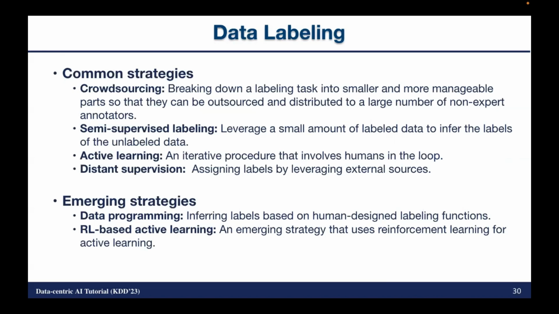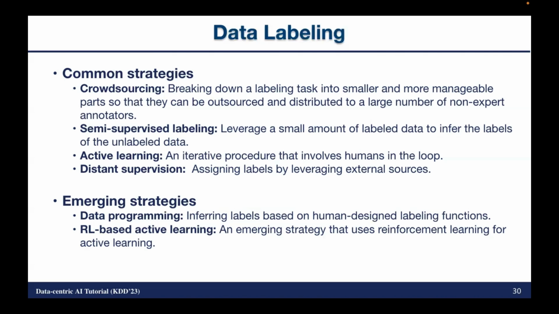There are some common, traditional strategies. The first one is crowdsourcing. The high-level idea is to break down a labeling task into small and more manageable parts so that they can be outsourced and distributed to a large number of non-expert annotators. This is commonly done on the cloud. For example, Amazon AWS has this kind of crowdsourcing service. They assign the labeling task to non-experts, and then do something like majority voting to ensure the data quality.